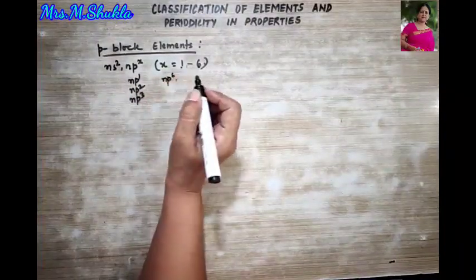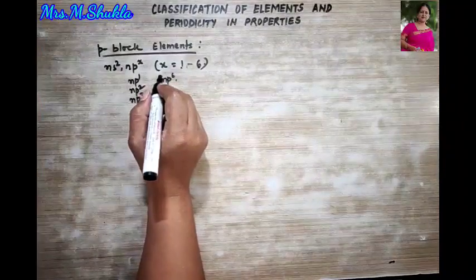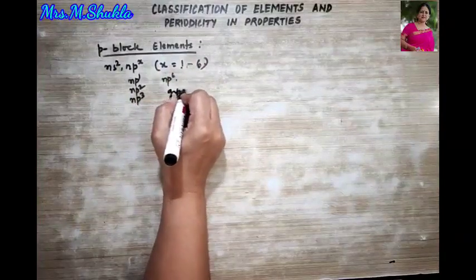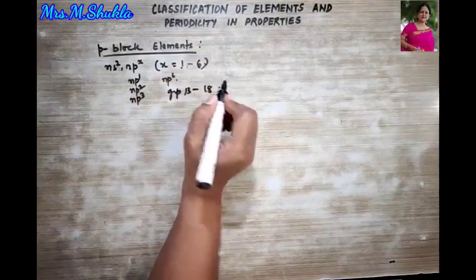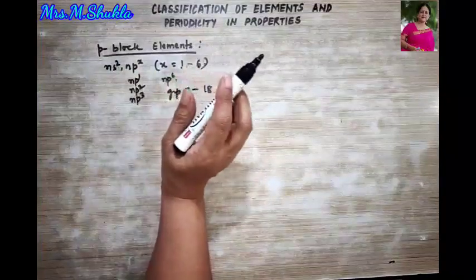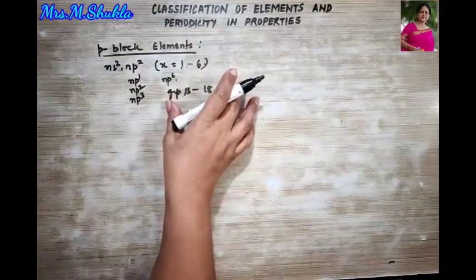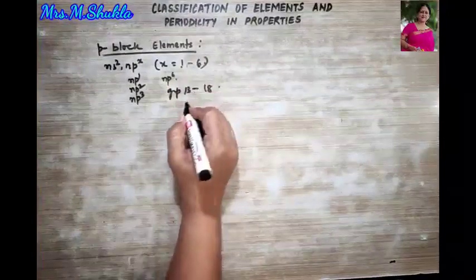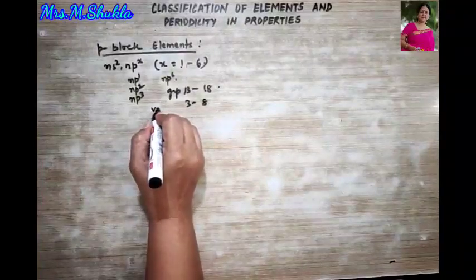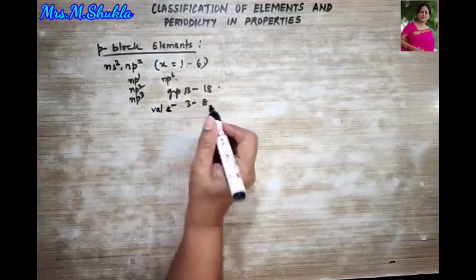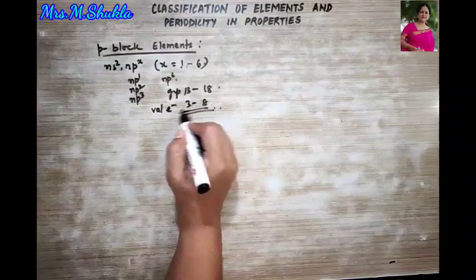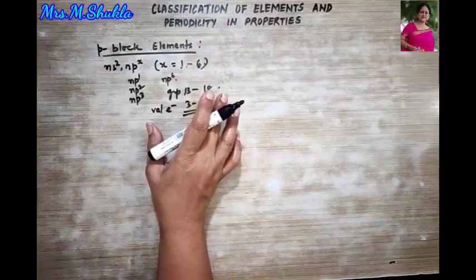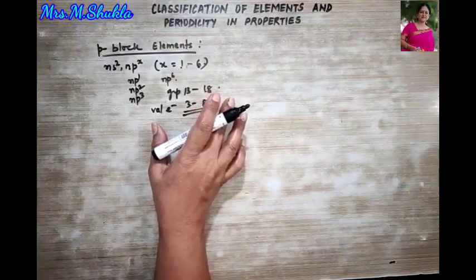So these P block elements constitute the elements of which groups? From group 13 to group 18. They are all from your P block elements. In these P block elements, the number of valence electrons also varies from where? 3 to 8. The valence electrons are from 3 to 8. It varies. Now, what are the characteristics of these P block elements is what we should know.